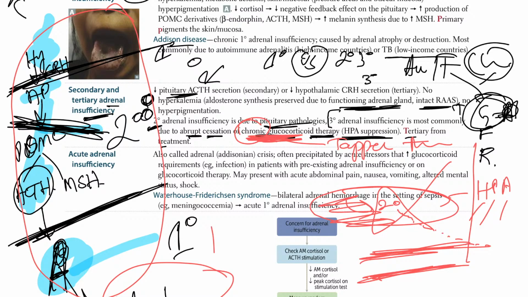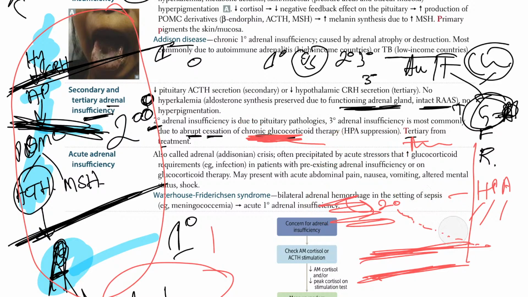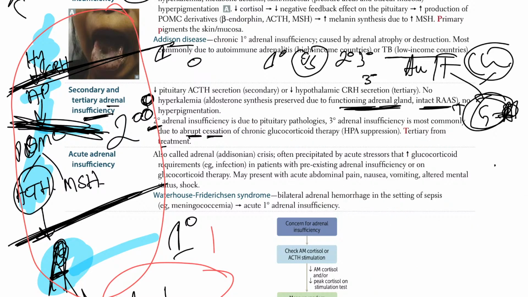You're giving a steroid from outside. You have to taper it off. The reason being, if you do not taper it off, the body will go into adrenal insufficiency. And here is the book. Let's read this one now.